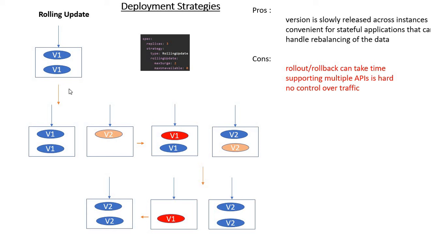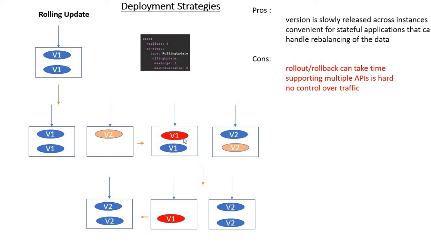Now let's see how it works. This picture is based on a replica set of 2. I have configured a max surge of 1 and max unavailable as 1. So I have version 1, version 1 at the same time. Since I set max surge 1, I introduce a new pod where I deployed my new version of the microservice, version v2, which is not yet in ready state. Once it is in ready state, I kill one of the old ones.